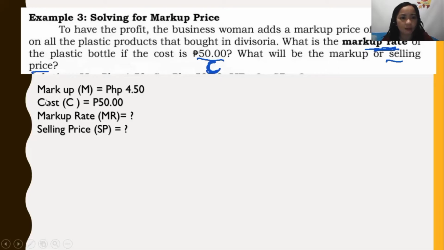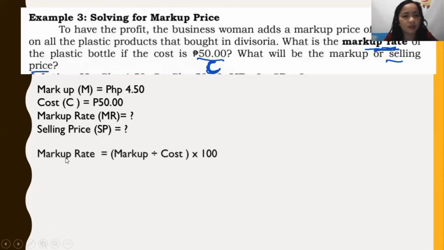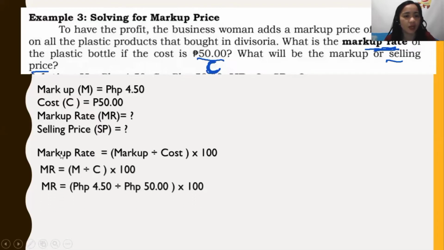We have the markup, that is 4.50, 4 pesos and 50 centavos. Cost is, alright, and cost is 50 pesos and we are looking for the markup rate and selling price. Here, kunin muna natin si markup rate. And markup rate is equal to markup divided by the cost times 100. So we get 4 pesos and 50 centavos divided by 50 pesos times 100.